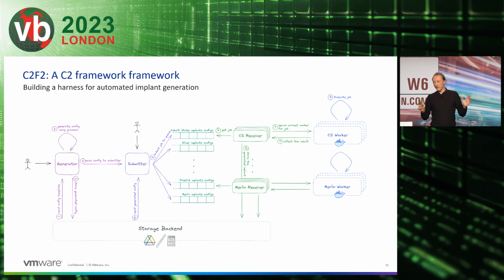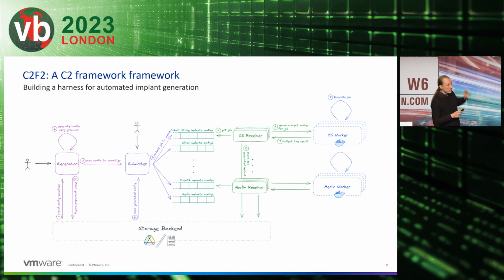All right, enough of the details of C2 frameworks. Let's finally dive into the details of the framework of C2 frameworks, as we call it, or C2F2. Here we have a generator that accepts input from the user and then produces fully random implant configurations out of that input, which is later sent by the submitter to the receivers.